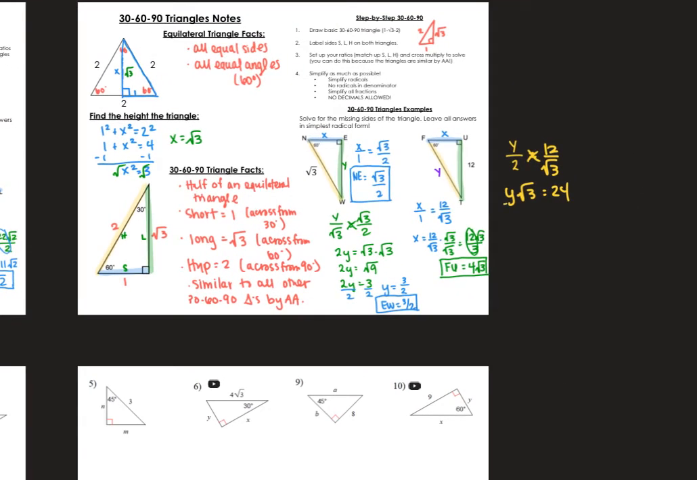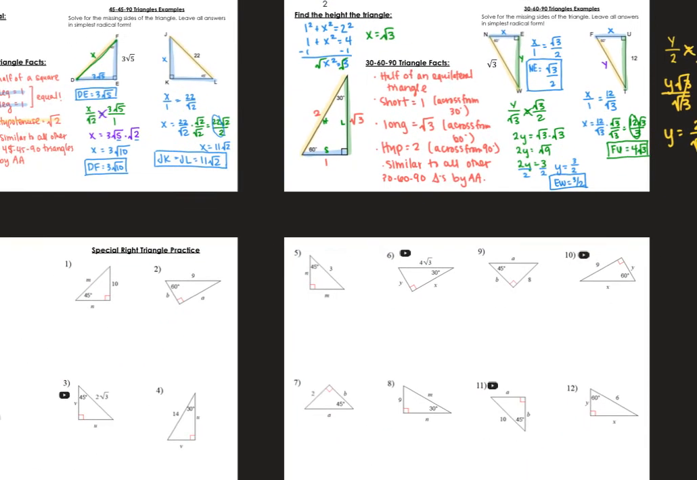And now we're going to solve for y. Divide both sides by the square root of 3. And then we need to rationalize. So I'm going to take my big 1, which is going to be square root of 3 over square root of 3. So 24 root 3 over 3. And then if we can simplify, we should. 24 divided by 3 is 8. So I have 8 square root of 3. So my other missing side, which is FT, is 8 square root of 3.